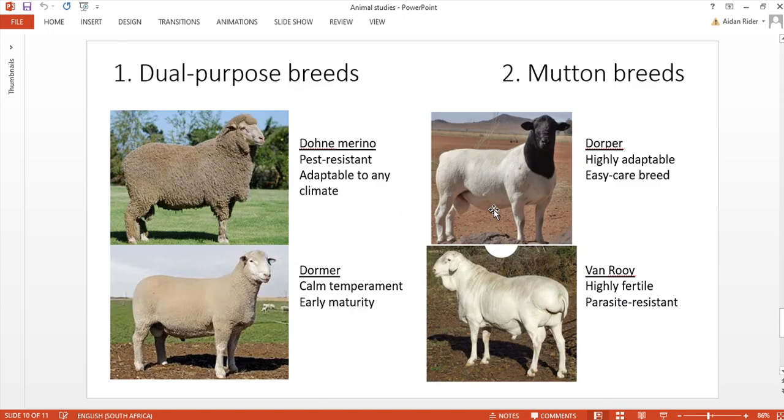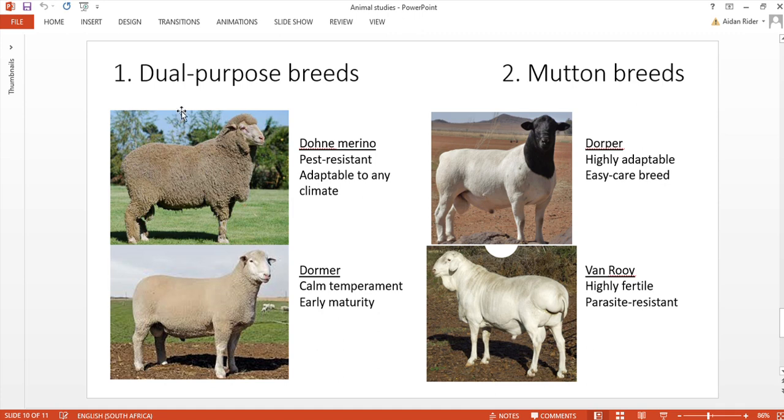Okay, then what do we use them for? We use them for meat, we mentioned. We use them for meat, and we also use them for milk, because eventually we will make cheese from them. Yeah, for meat and for wool especially. And then we can also use them for pelts. Okay, but let's look at the dual purpose first.